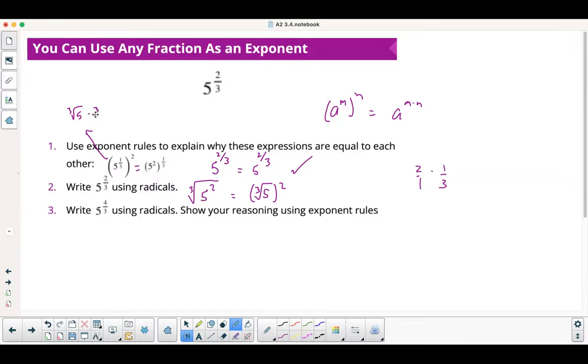Times the cubed root of 5. And when I multiply these, 5 times 5 is 5 squared, and it's a cubed root. Okay, you keep the root the same. Don't multiply the roots. The roots will just stay as the cubed root.